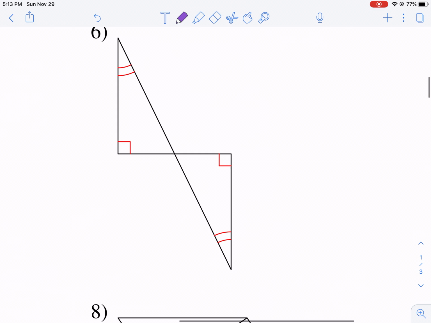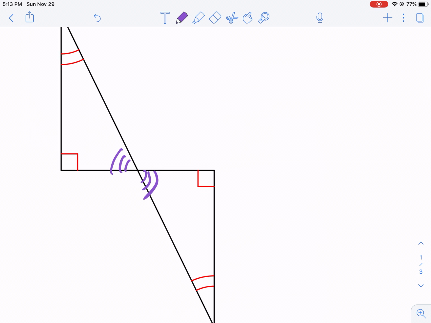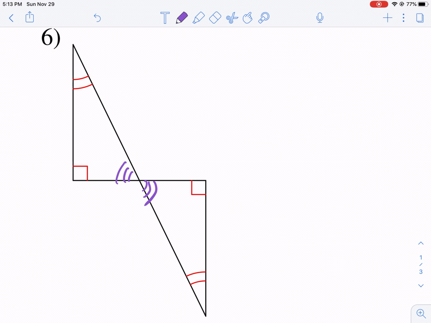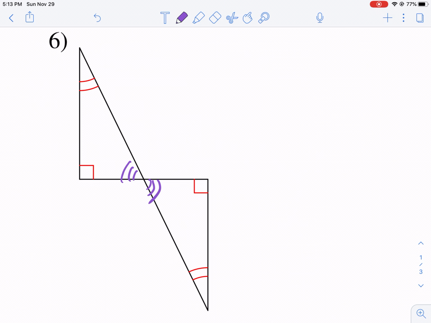Okay, touching triangles, we got congruent sides. Let's put 3 here because we don't know if it's the same or not the same or whatever. We're not going to put 2. We're definitely not going to put a right angle. Now, there's no hypotenuse given.